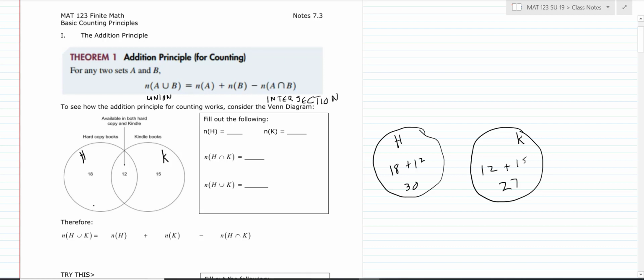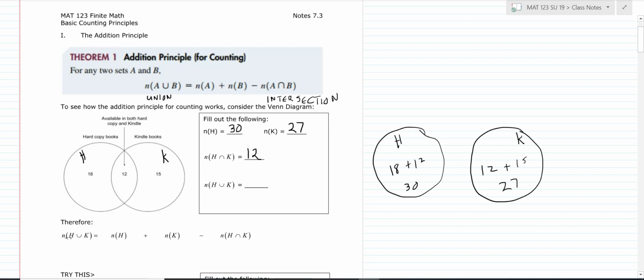All right. So if we were to go through and do this, now the union of these two sets would be this. Now I'm going to have you write this down here. So when we put this together, the number of hard copy books would be 30. The Kindle books would be 27. The intersection is going to be 12, and that's given like that. So let me show you how this formula works then.